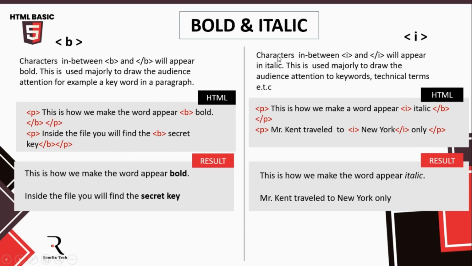So also we have italics. Characters between the italics tags will appear in italics. This is usually used to draw audience attention to keywords, technical terms, definitions, stress and notes. So those are important places where italics are used. We can see the example that I have here. I have another paragraph and an I tag used for italics, and you can observe that the result shows the italics. So I want you to use your code editor, try this out and see the result in your browser. Alright, so let me go to the next slide now.